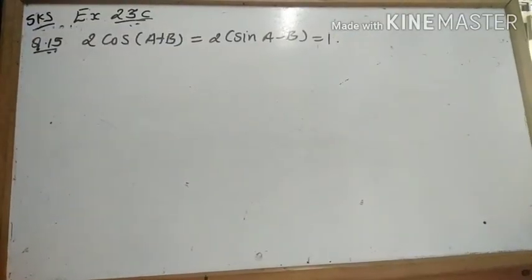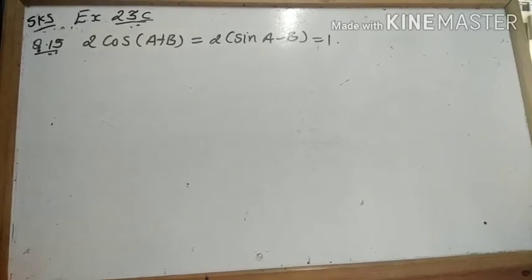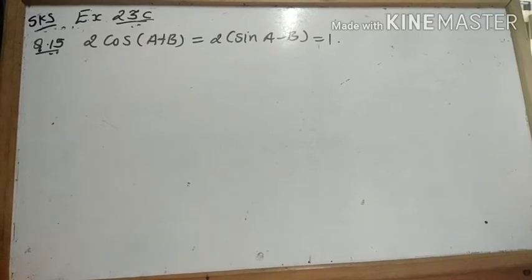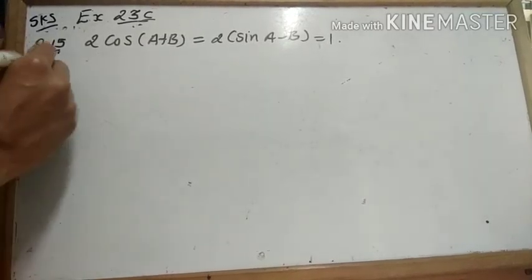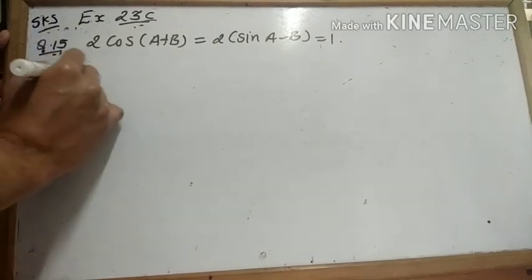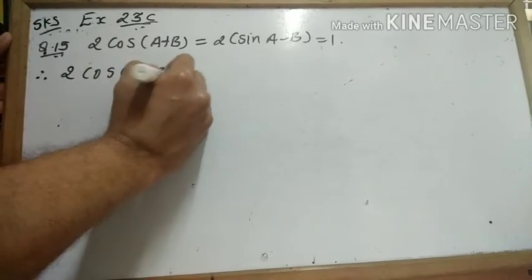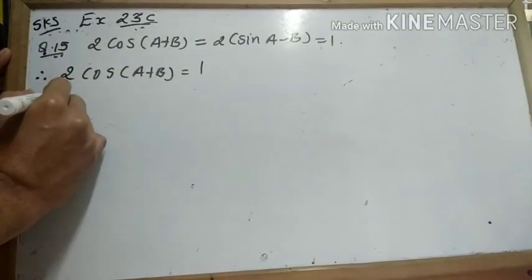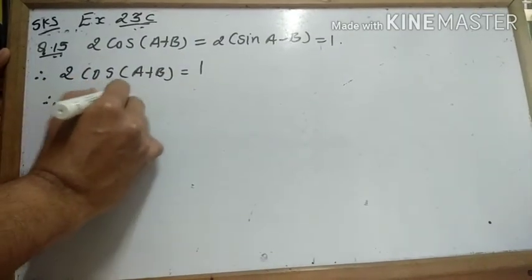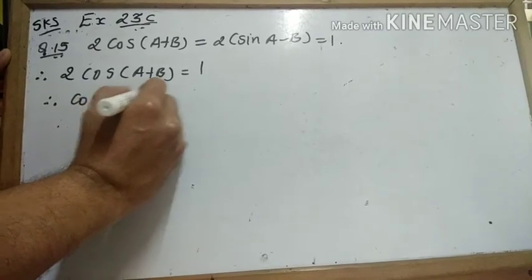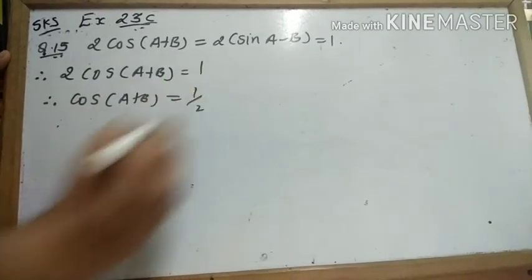We shall see an interesting question. They have given us 2 cos of bracket a plus b equals 1 and 2 sin of a minus b equal to 1, and we are supposed to find out the value of a and b. So what I'm going to do is understand it in parts. 2 cos of a plus b equals 1. Therefore cos of a plus b is equal to 1 upon 2.